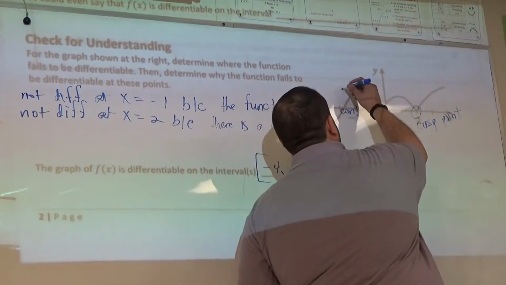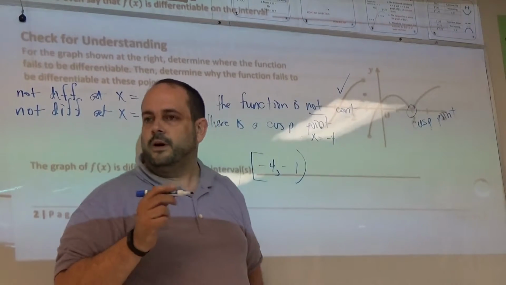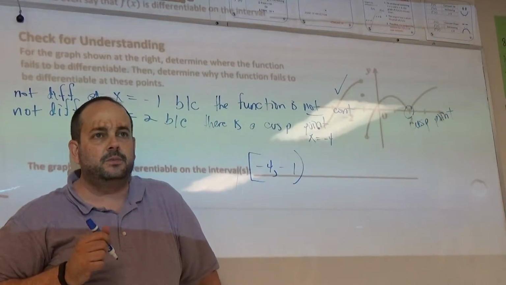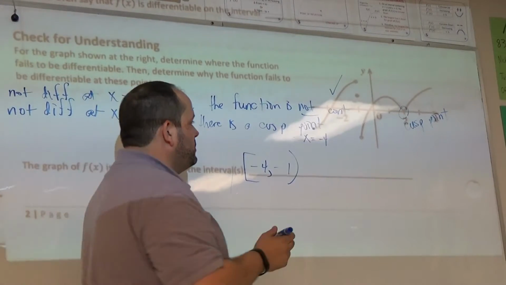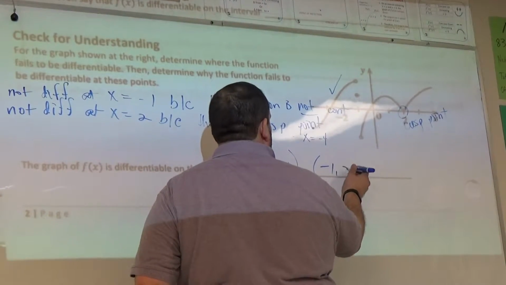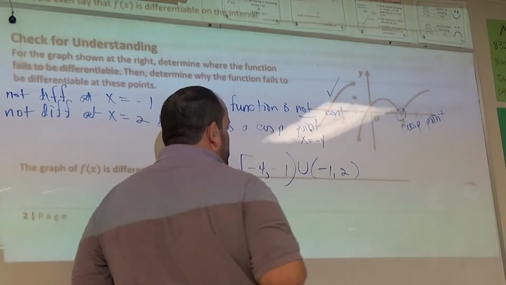Okay, Rambeer, you're frozen for a little bit. Where else? Where else are we differentiable? Edgar, where else? From negative 1 to 2. From negative 1 to 2, I agree. Martia, where else?